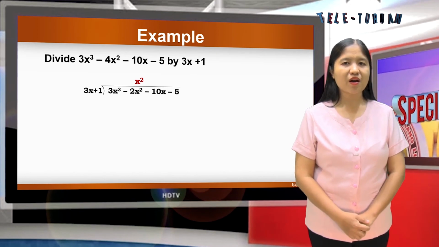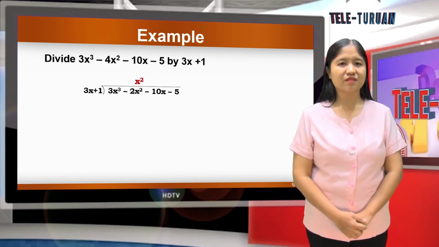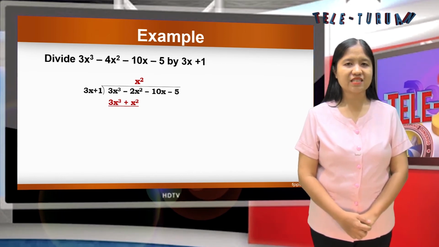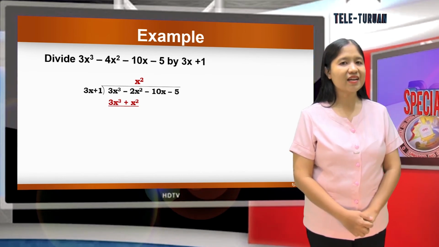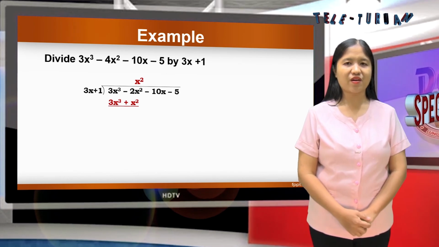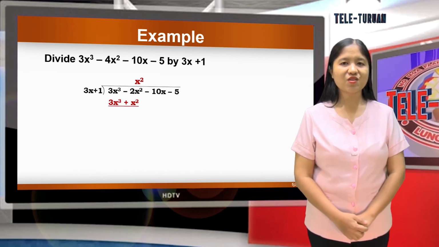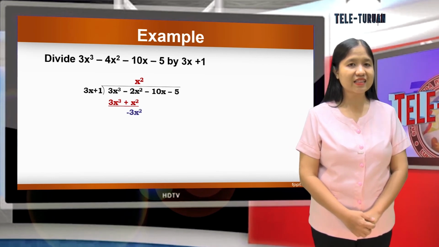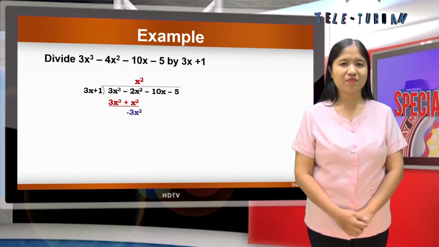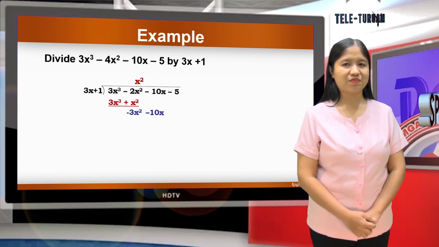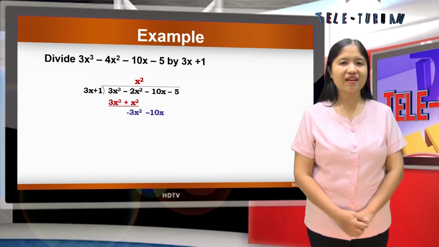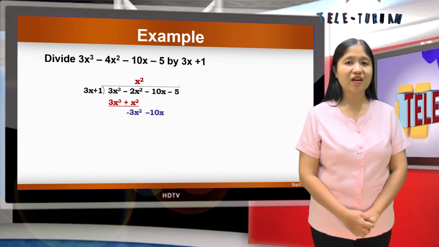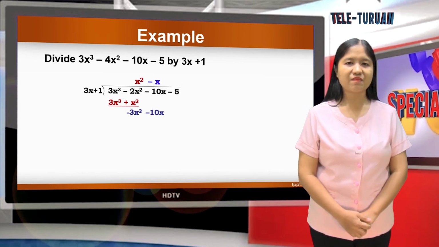Multiply x squared by 3x plus 1. We have 3x cubed plus x squared. Subtract 3x cubed plus x squared from 3x cubed minus 4x squared. The answer is negative 5x squared. Bring down the next term. Then divide negative 5x squared by the first term of the divisor, and the answer is negative x.